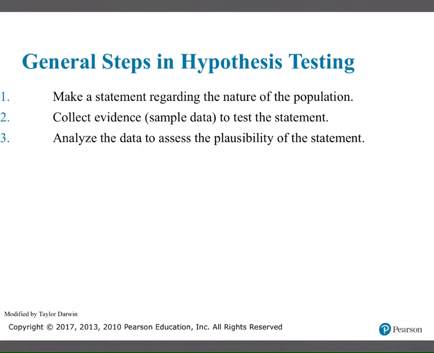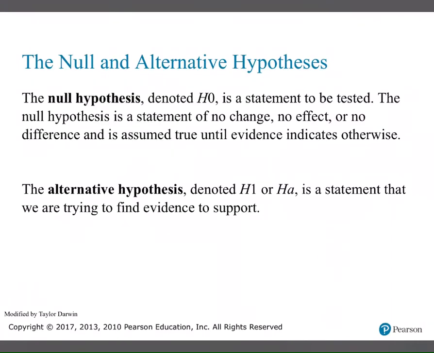You'll just be asked to analyze for the most part. So you're going to have two types of hypotheses, a null and an alternative hypothesis. The null is denoted H sub 0. It's not supposed to look like that. It actually looks like this, and it's a statement to be tested. The null hypothesis is a statement of no change, no effect, or no difference, and is assumed true until we prove that it's not true.